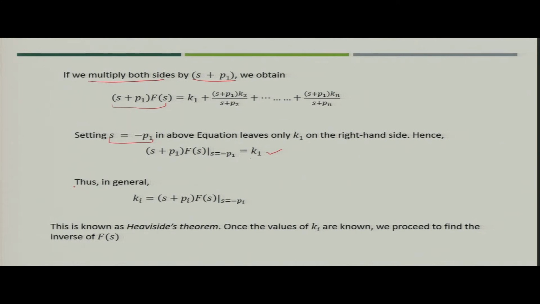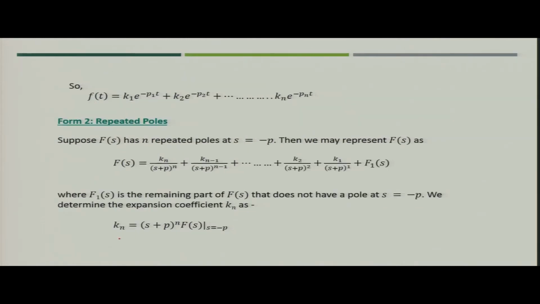Now, in a more general form, for any coefficient ki, you can write (s+pi) F(s), and the whole product is evaluated at s equal to minus pi. This will give you the value of the constant term ki. This property is called the Heaviside theorem. Once the values of the ki are known, we can easily find the inverse Laplace transform of F(s).